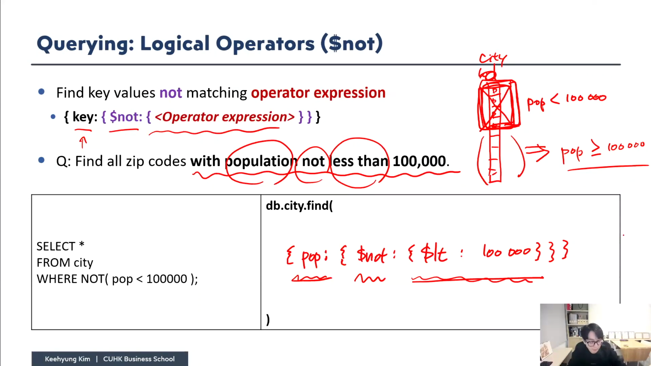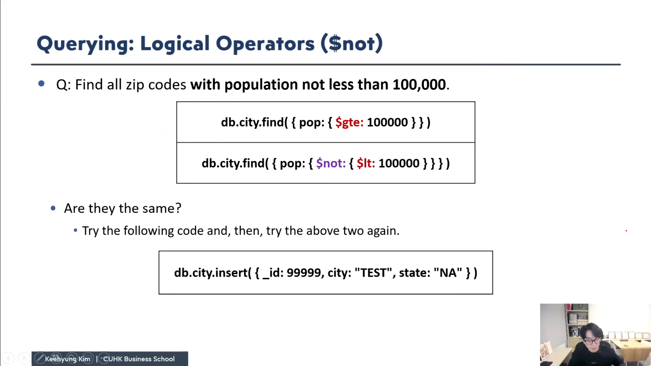So it is there, but this one is actually a little bit tricky. If it's not less than, then we can just use greater than or equal to, right? So these two should give the same result theoretically. Greater than or equal to 100,000 is conceptually the same as not less than 100,000, right? So it should give the same result. So let's try. Will they give the same result?